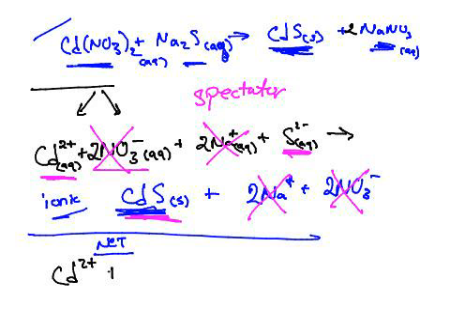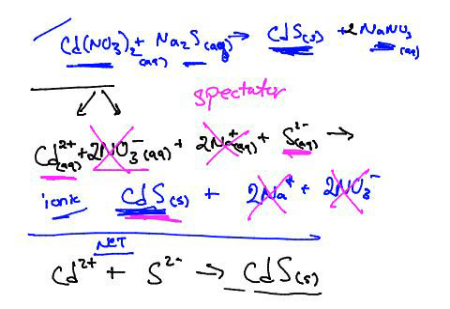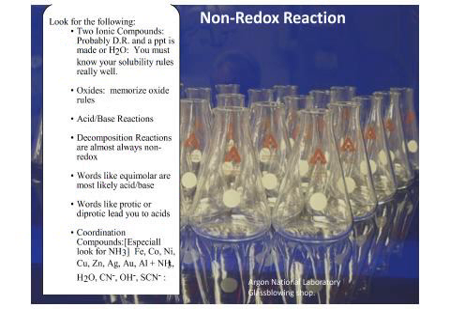I'm not going to write the aqueous here because chemists don't like to do that if they don't have to. It's a bit of a lazy thing. That's the answer. We will put a solid here. That is called the net ionic reaction. Net is what is left over after all the other stuff happens.